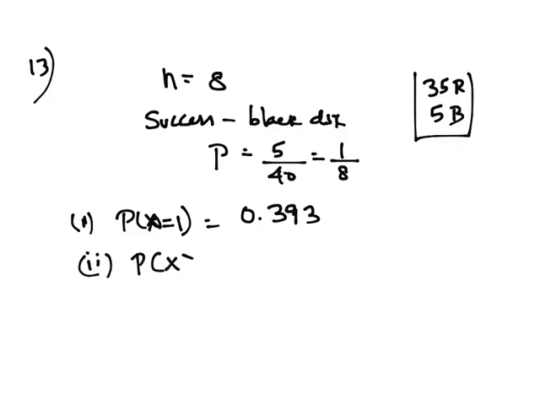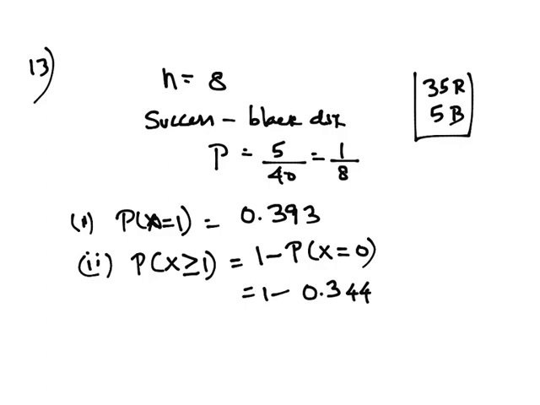Second one is, find the probability of getting at least one. So P of x greater than or equal to 1. So which is nothing but 1 minus, greater than or equal to 1 means 1, 2, 3, 4, 5, 6, 7, 8. That's quite tedious, isn't it? So I'll find P of x equal to 0. So 1 minus, I'll go to BPD, put x as 0 and get the answer. I'll get 0.3436 or 0.344. So the answer is 0.656. Right?